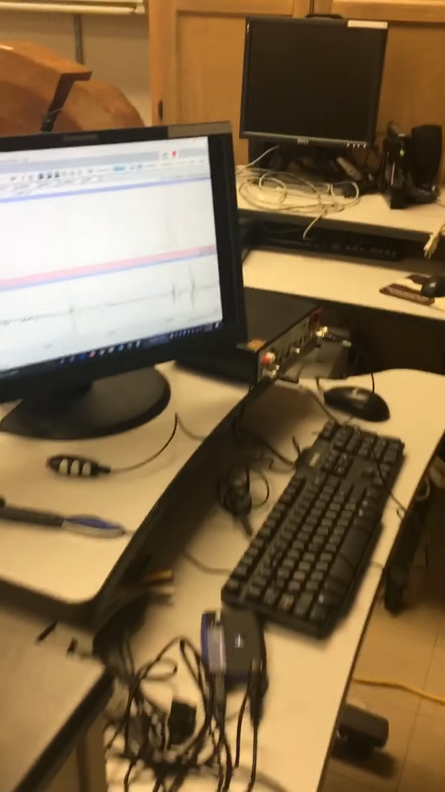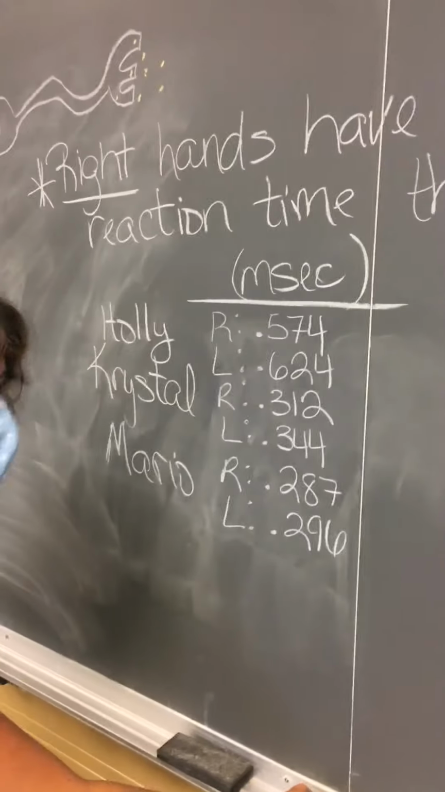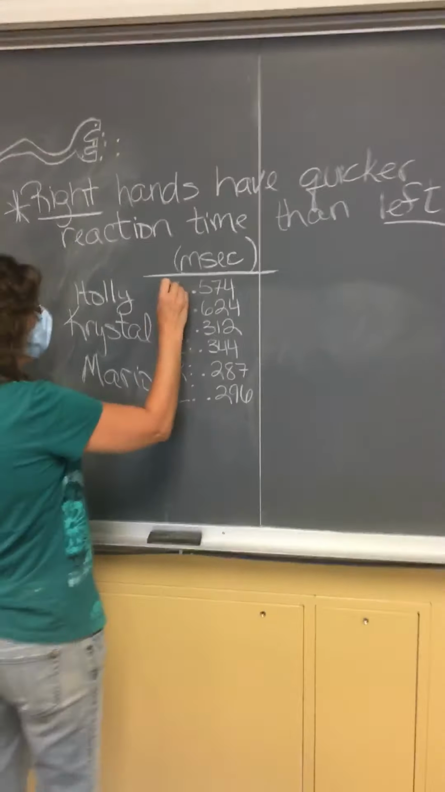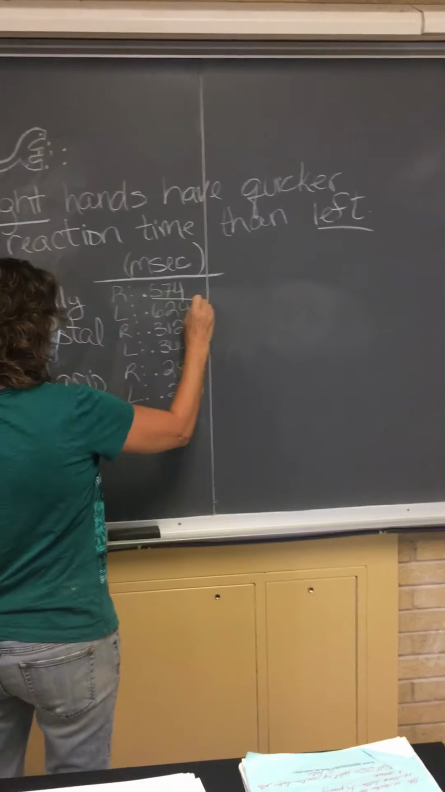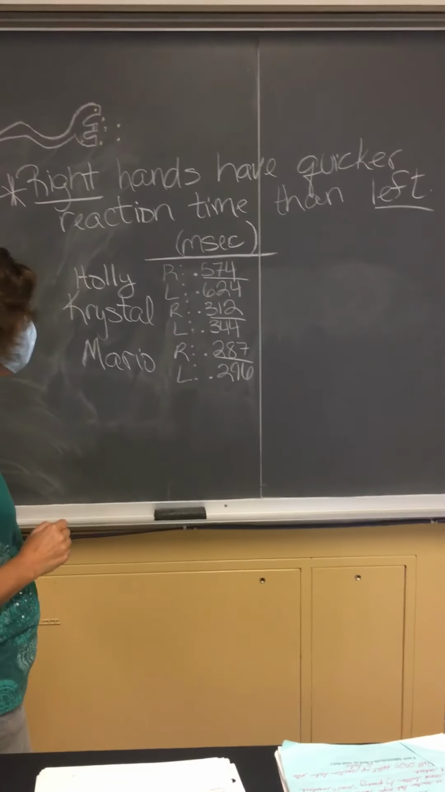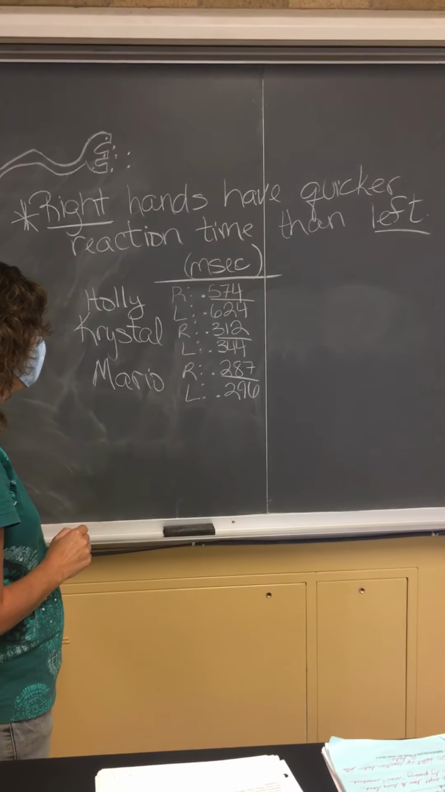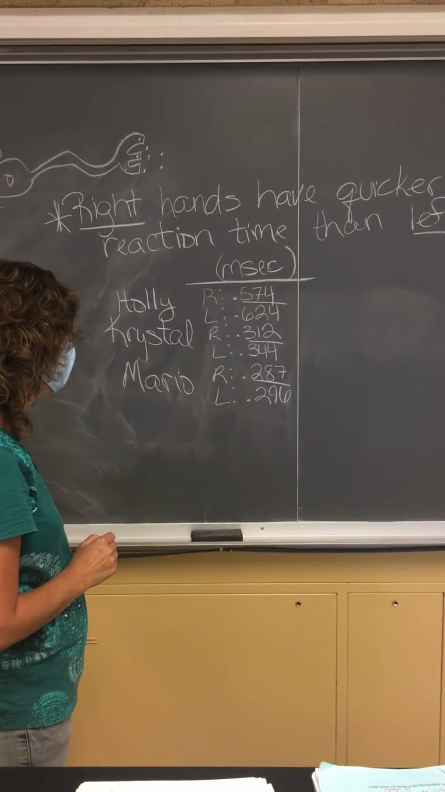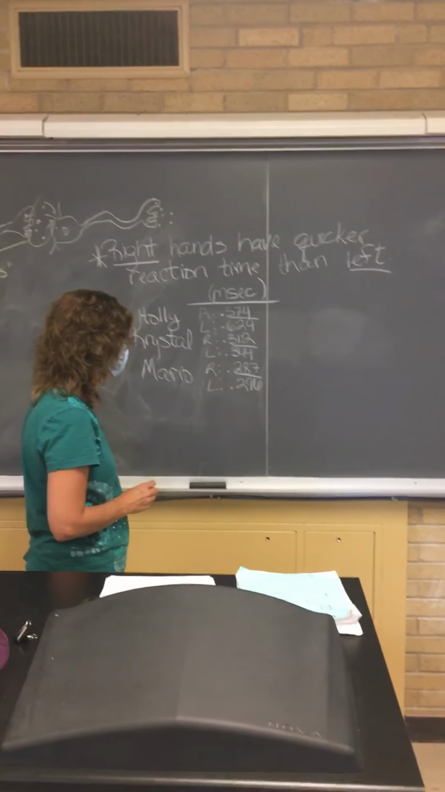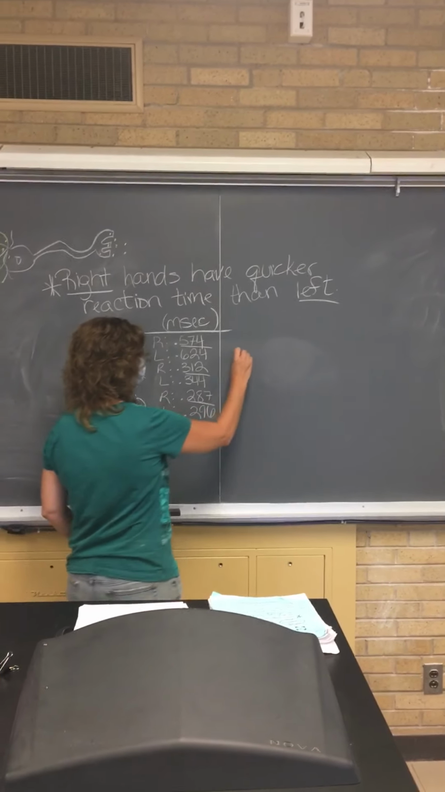All right, we got our results, guys. So what you're gonna do, I'm gonna let Crystal do this real quick. Does she have a phone or another phone? If you don't, that's okay. Here we go. So we're gonna add the rights together and divide by 3. I'll tell you them, Crystal. 0.574, 0.312, and 0.287. And what do we get? Divide by 3. 0.391.